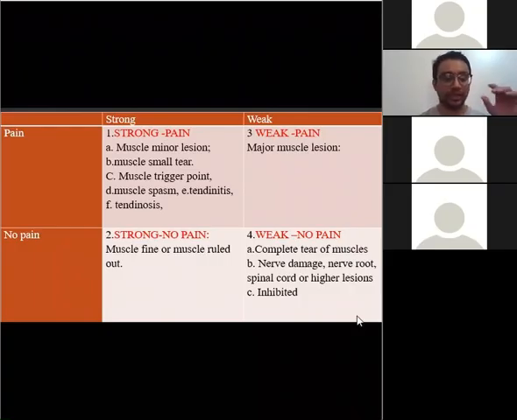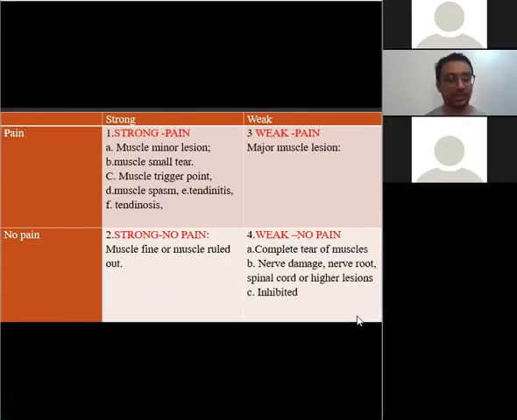And the weak muscle, there is no pain. I told you already, 3 likely scenarios. Either there is complete discontinuity of the muscle structure. If you look at the screen, weak, no pain. Next is nerve damage. If the nerve is damaged and the nerve roots are involved or the spinal cord or any higher lesions are there, that is another likely scenario. Third is if the muscle itself is inhibited. And the fourth and fifth, you can just say muscle disease such as myasthenia gravis, any muscle tendon junction problems, anything like that. So are you guys clear up to this point?